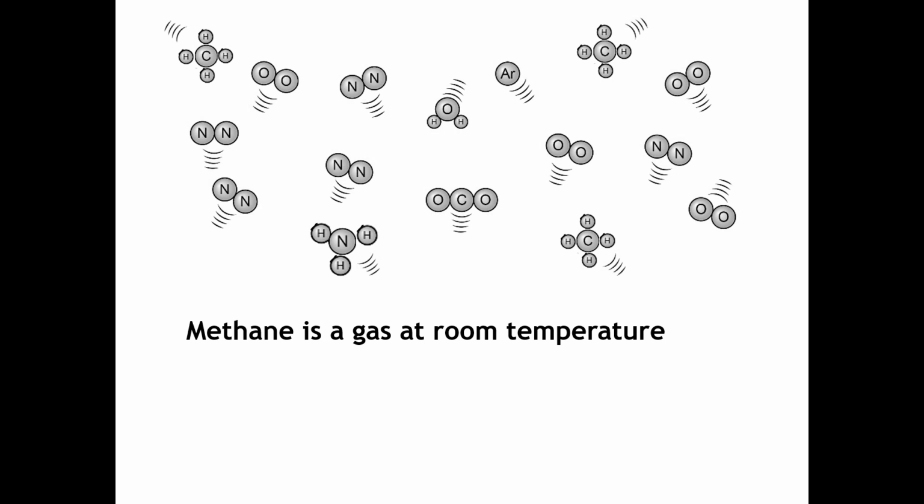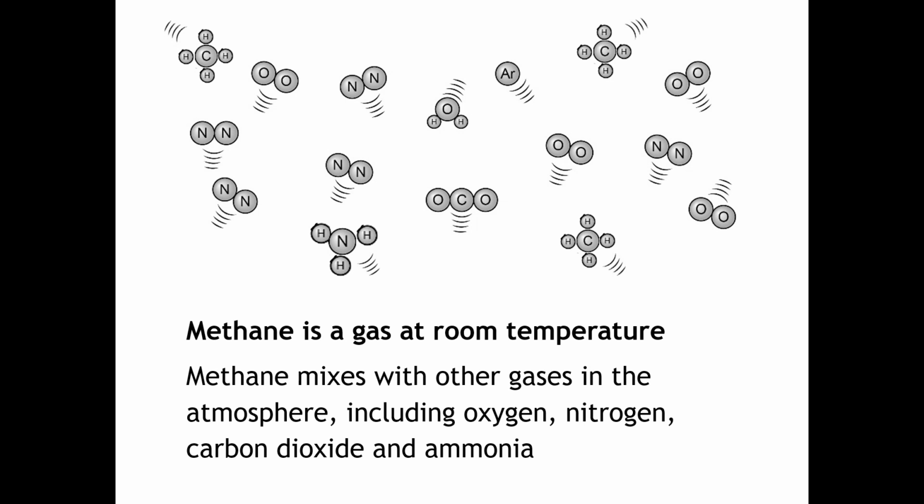Let's have a look at other gases. So here's a mix of many gases, and this is a typical view of the molecules we see in the air around us. Methane mixes with other gases. Now hopefully you can have a look. If you want to pause the video, you may. Try and identify some of these. We've got oxygen over here.